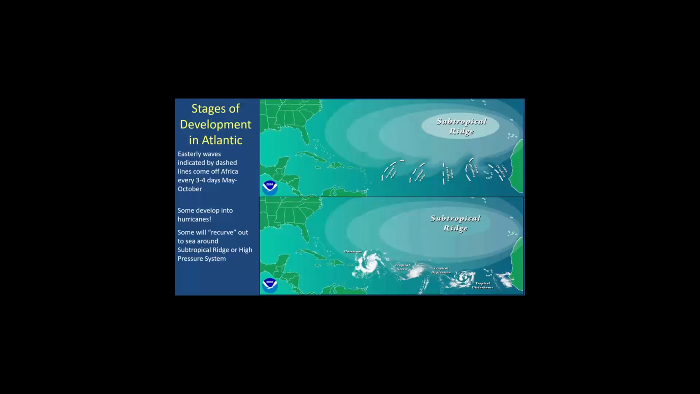So a little bit about the stages of development in the Atlantic. Typically, we get disturbances coming off the coast of Africa.